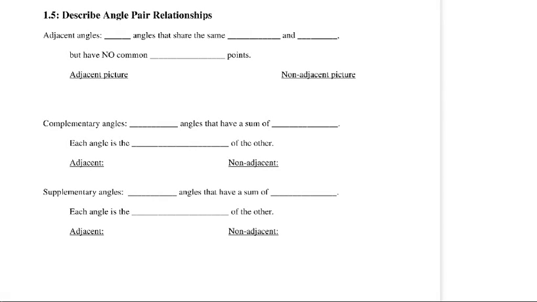For the video on 1.5, we're going to describe angle pair relationships. So again, there's going to be a bunch of definitions in here, but they won't be too bad. So the first one is adjacent angles.